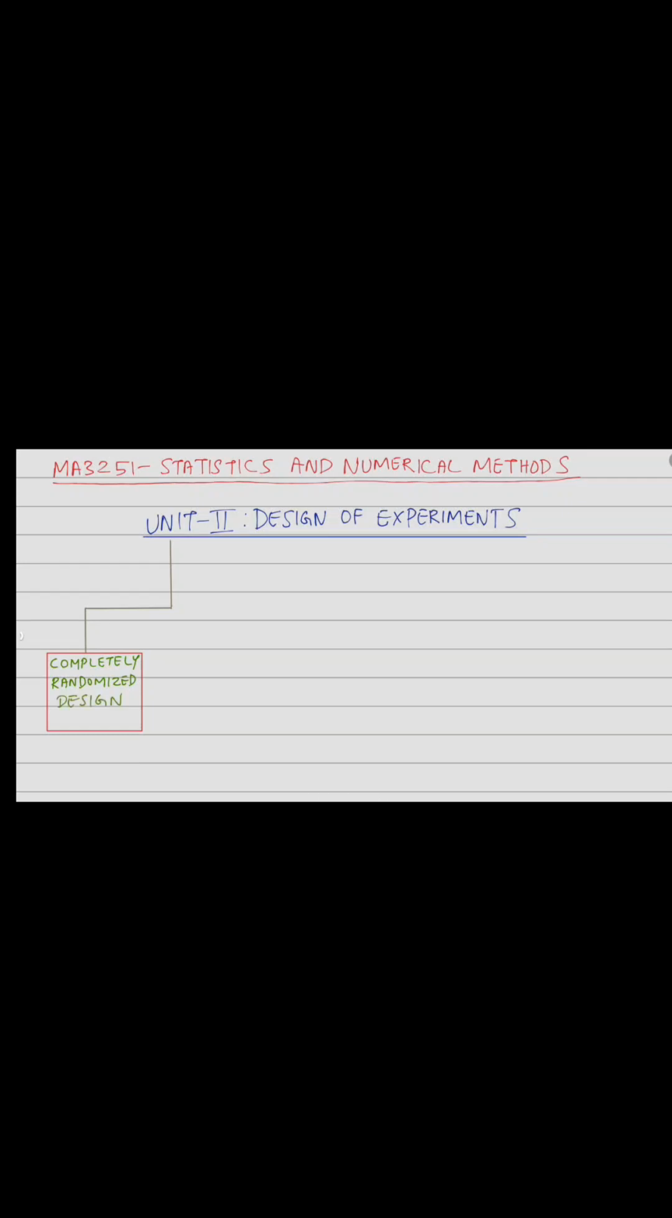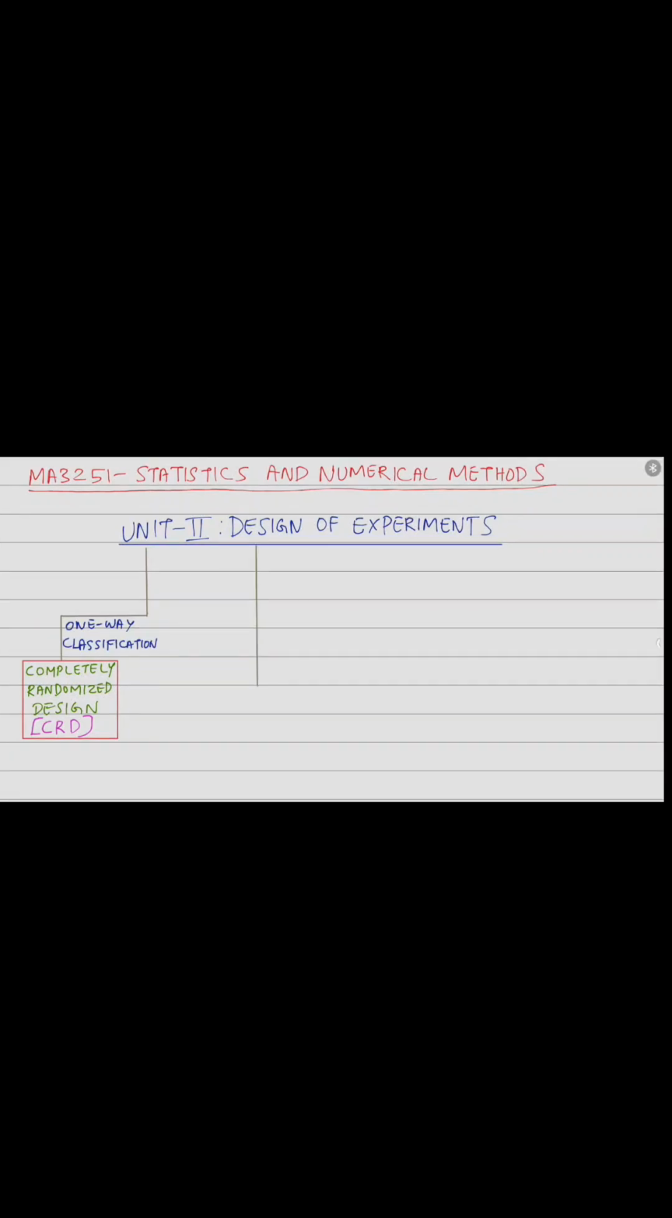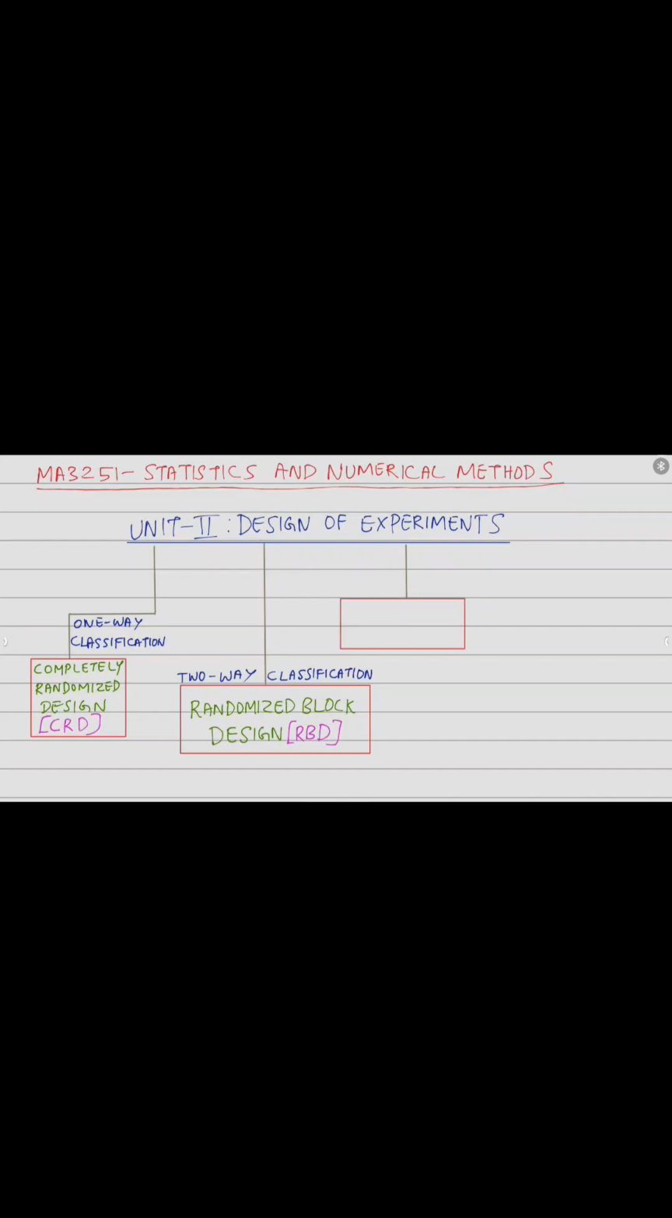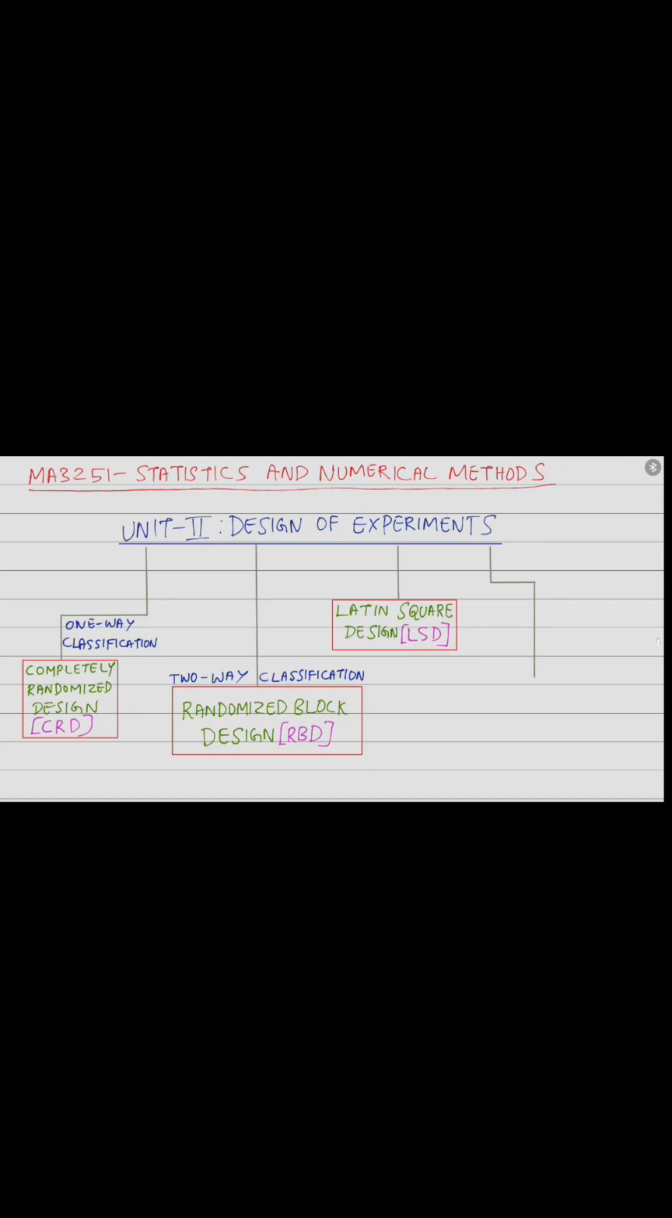The first one is Completely Randomized Design, CRD, which is also known as one-way classification. And the second design is known as Randomized Block Design, RBD, which in other terms can be called two-way classification. The third one we will be seeing in this unit is Latin Square Design, also known as LSD. And the final experiment design in this unit is 2 square factorial design.